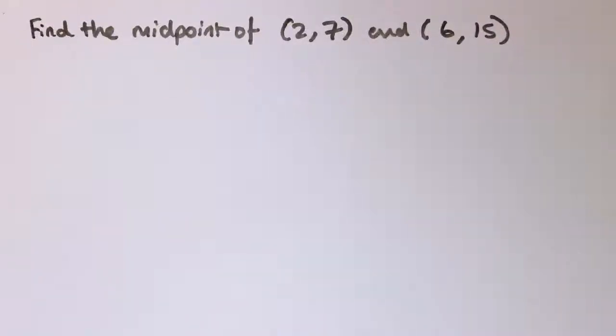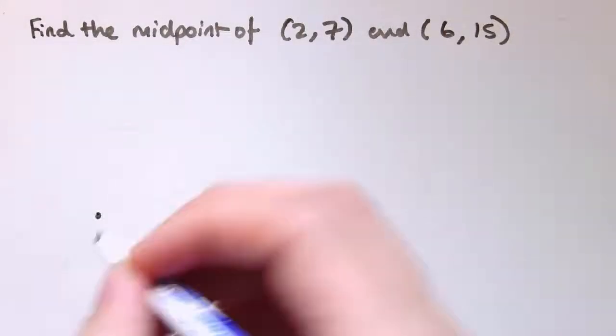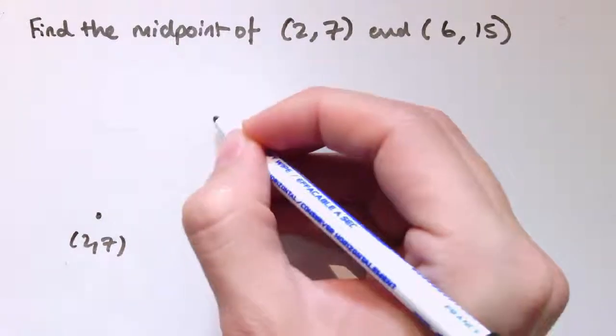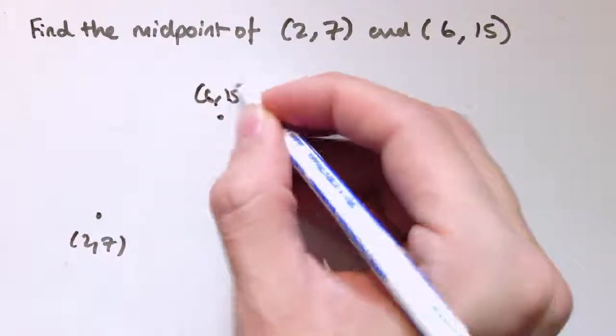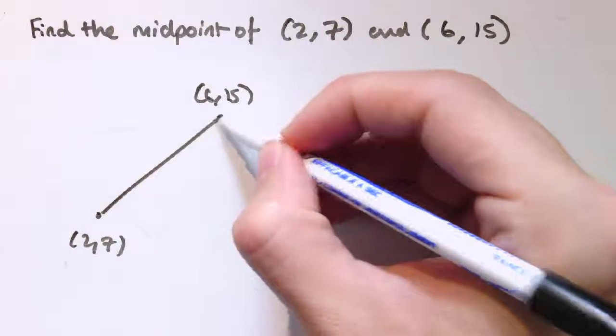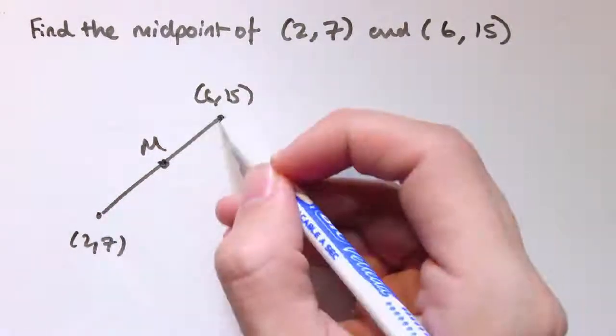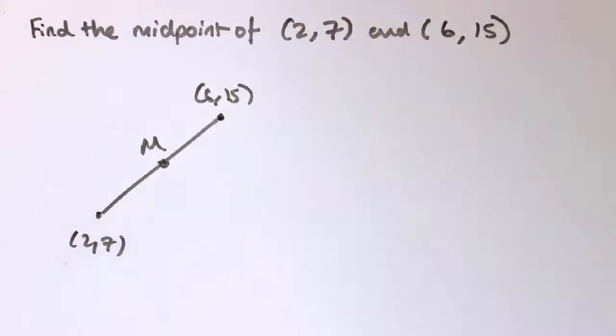In this video we're just going to look at finding the midpoint of 2 points. So I've got a point here that's got x equals 2, y equals 7, and one that's got x equals 6 and y equals 15. And the midpoint, you probably know, is just the middle of that line, so exactly halfway between.